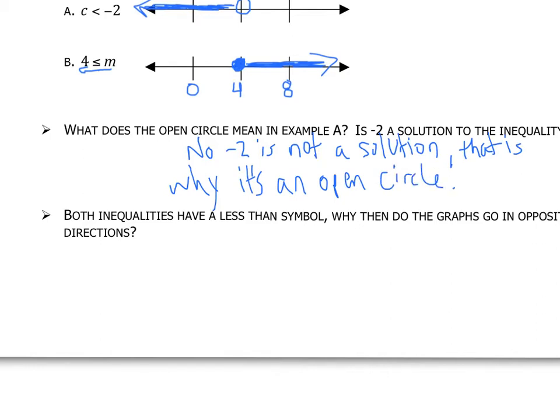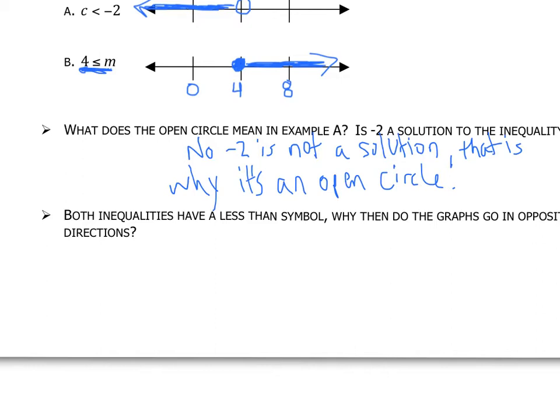And the exact opposite goes when we go to the next one here. It says both inequalities have a less than symbol. That is true. Both inequalities have a less than symbol. So why then do the graphs go in opposite directions? Well, you have to look at the actual things. And this is what I was talking about up here. The M is on the right side. So you read it from right to left. So it would say M. And since the alligator's mouth is pointing towards the variable, it means greater than.